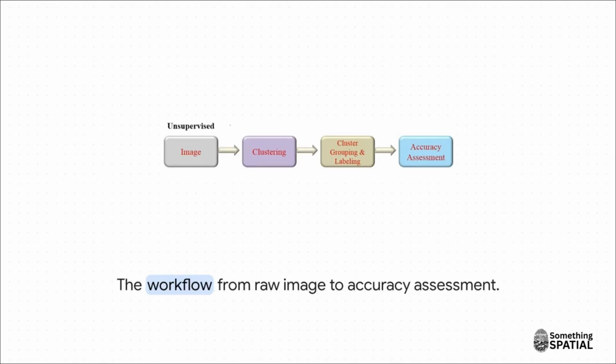Now, what's really interesting about this whole process is how incredibly straightforward the workflow is. You start with the raw image on one end, and it feeds straight into the clustering phase. The machine is doing all the heavy lifting here. It's only after the clusters are fully formed that humans actually step back into the loop for the grouping and labeling phase, right before that final accuracy assessment. It's this incredibly streamlined, fast-tracked process from raw data to a categorized map.